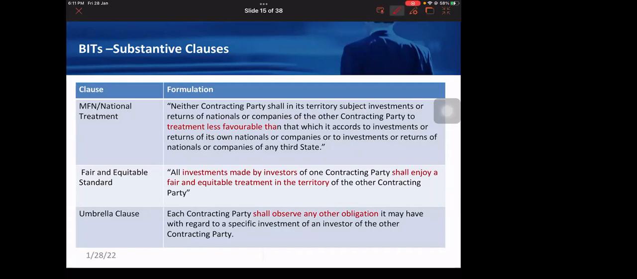Now, this is what you normally find as substantive clauses. In tax treaties, the substantive clauses are allocation of taxing rights, the provisions on capital gains, Articles 5, 7, 9, 10, 11, 12. Similarly, in the bilateral investment treaty, in line with its objectives, the substantive clauses are, for one, as you see, the most favored nation and national treatment. Many of us in the tax world are familiar with MFN and national treatment, which is actually an inspiration from the treaty.